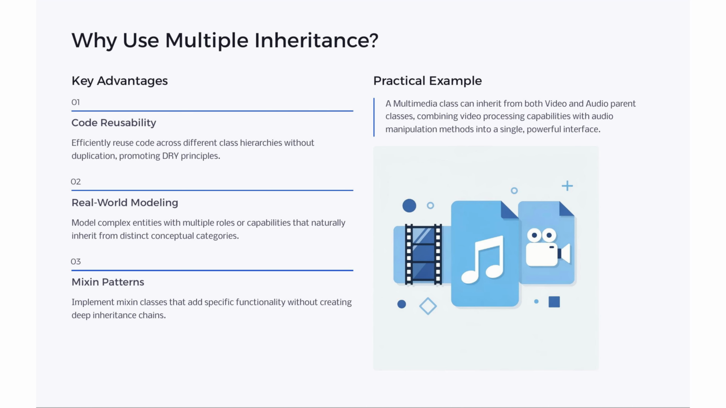Multiple inheritance offers key advantages like code reusability, allowing efficient reuse across class hierarchies. It supports real-world modeling by enabling complex entities to inherit multiple roles. Mix-in patterns enhance functionality without deep inheritance chains.